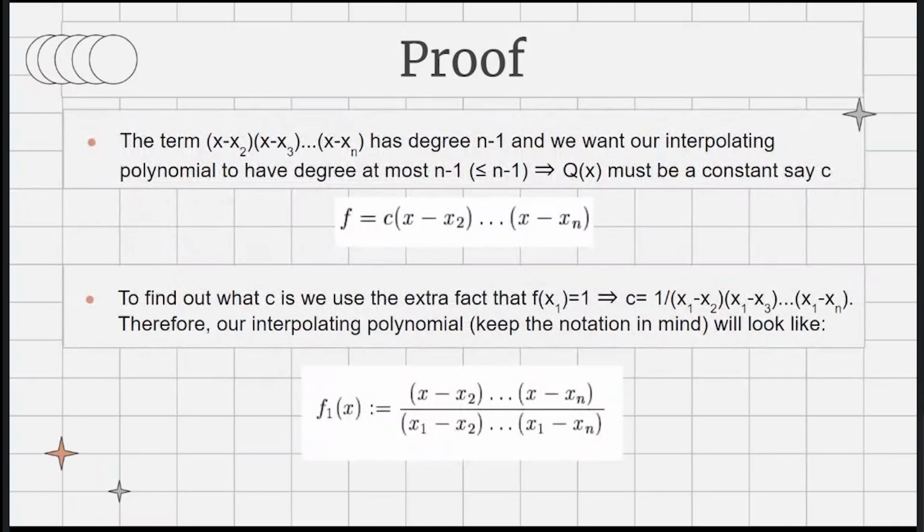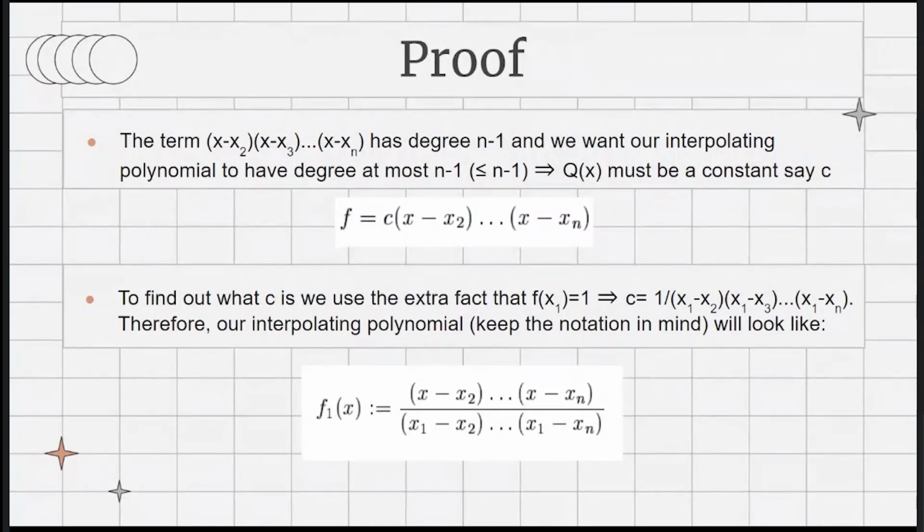So how do we calculate q of x? For that, we also know that the polynomial will have degree less than or equal to n minus 1. So here we are considering it to be equal to n minus 1. So x minus x2 to x minus xn are n minus 1 terms, which will clearly say that the polynomial is of degree n minus 1. So from this we can conclude that q of x must be a constant. So from the extra fact that we already know that f of x1 is 1, we substitute x1 in all these data points x, and we find the value of c as c is equal to 1 by x1 minus x2, so on up to x1 minus xn.